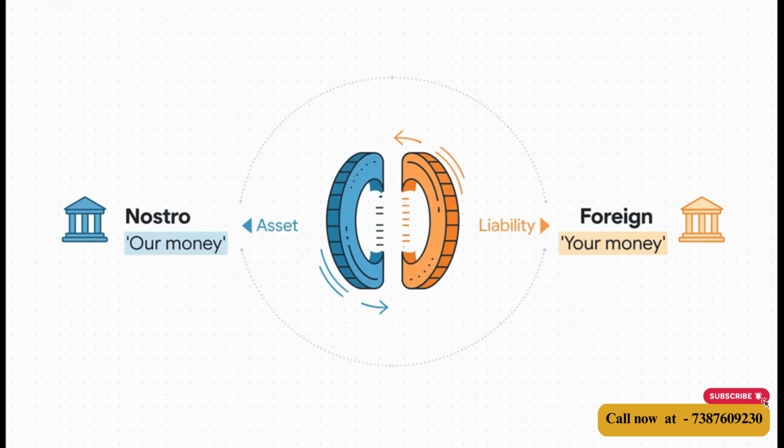And here's the wild part. These two terms are just two sides of the exact same coin. On the one hand, you've got Nostro, which is just Latin for ours. So from your local bank's perspective, it's our money that we have with you. That's an asset on their books. But then the foreign bank looks at that very same account and calls it Vostro, Latin for yours. For them, it's your money that you have with us, which to them is a liability. It's the same pot of money, just seen from two different points of view.